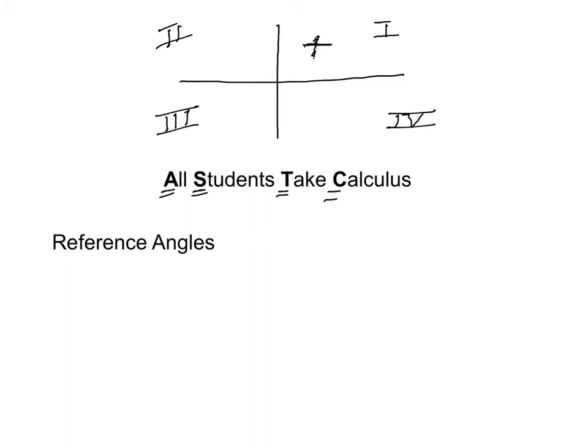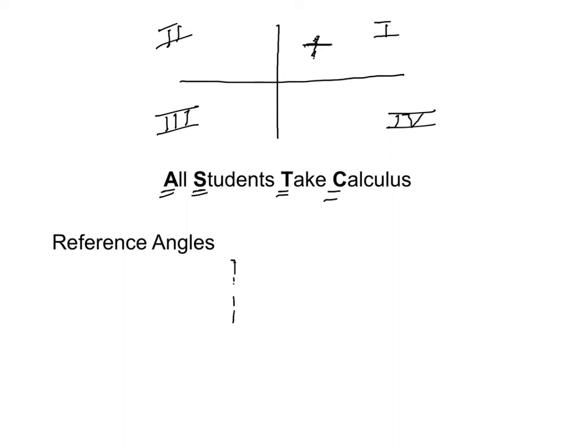So what exactly is a reference angle? A reference angle is the positive acute angle formed by the terminal side of the angle and the x-axis. Okay, let me repeat. It's the positive acute angle formed by the terminal side of the angle and its x-axis. For example, if you're in the first quadrant, it's pretty obvious what your reference angle is. It's simply equal to that angle.